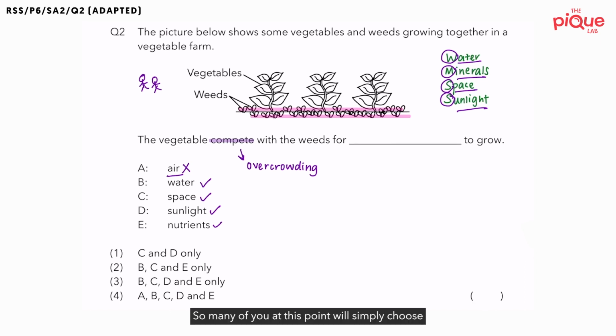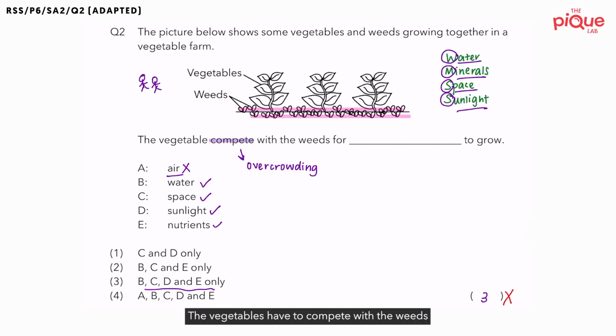So many of you at this point will simply choose B, C, D, and E, and your answer is option 3. The problem with this question is that the answer is actually not option 3. And many students will be tricked over here. So what are we missing in this question? Let's read the question again.